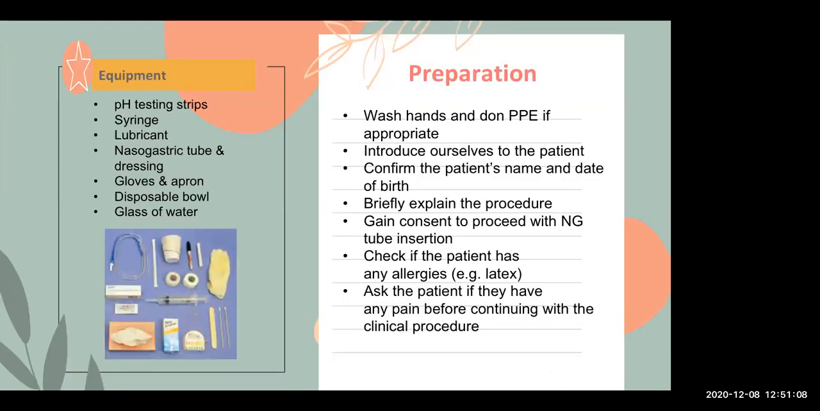First and foremost, we need to prepare ourselves and also the equipment. We need to wash our hands and don PPE if appropriate. We need to introduce ourselves, confirm the patient's name and date of birth, explain the procedure to the caretakers, gain consent, check for patient allergies, and ask the patient if they have any pain before continuing the clinical procedure. What equipment do we need? We need a pH testing strip, syringe, lubricant, nasogastric tube and dressing, gloves and apron, disposable bowl and glass of water.